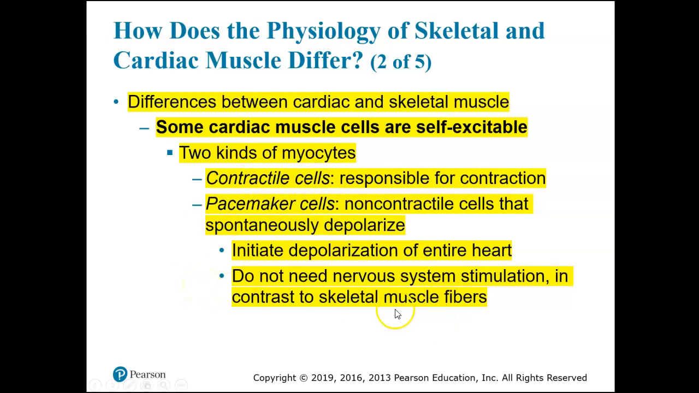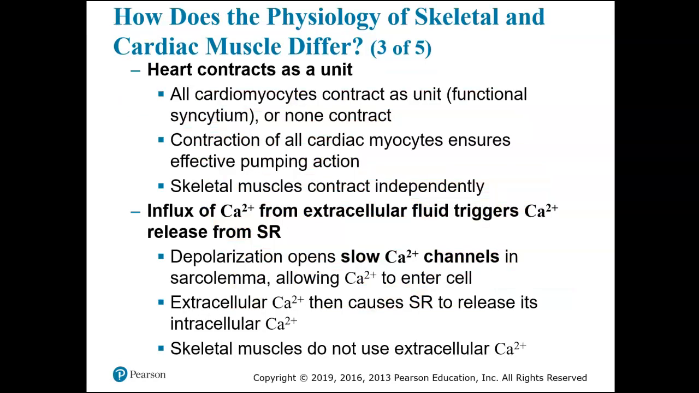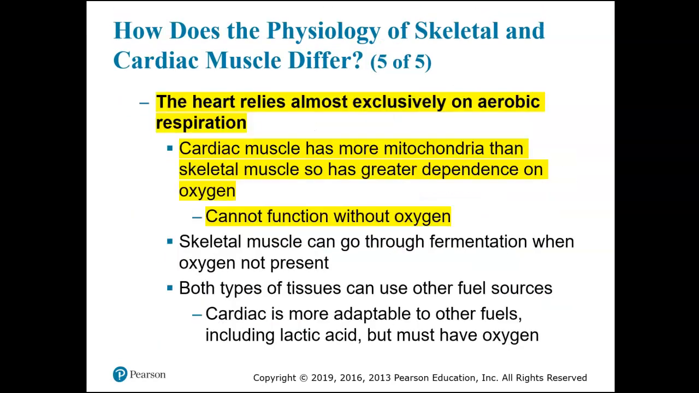Now, the nervous system and the endocrine system can control the heart rate, whether it increases or decreases, whether the heart beats fast or slowly. But the pacemaker cells are going to spontaneously depolarize on their own. They don't need nervous system stimulation.